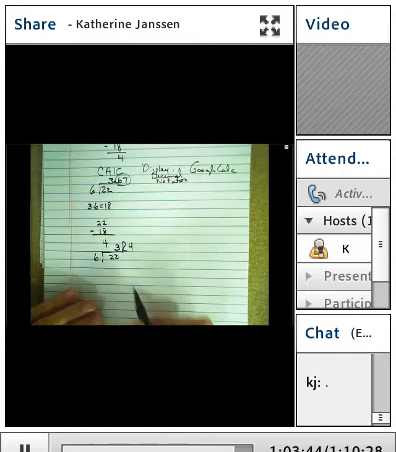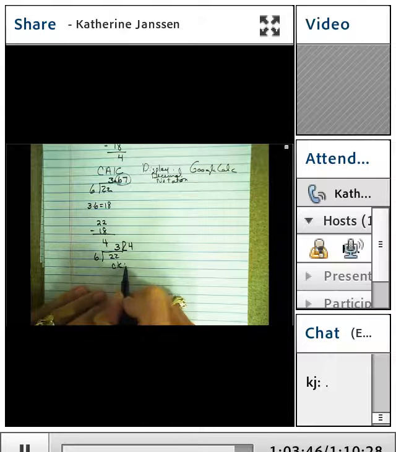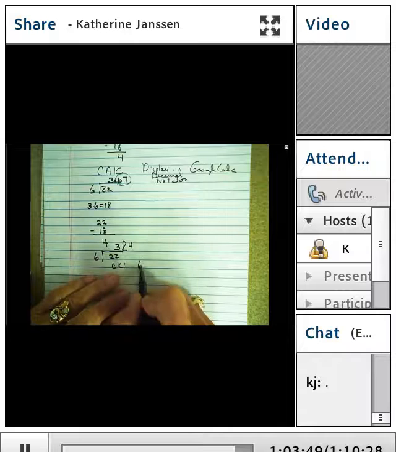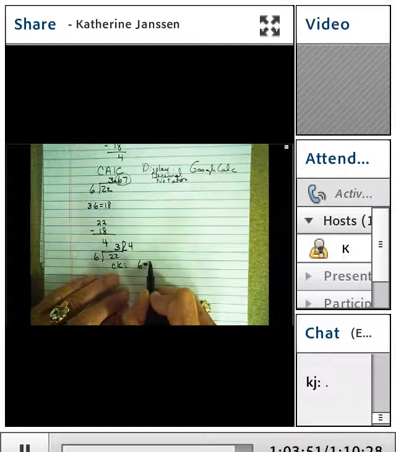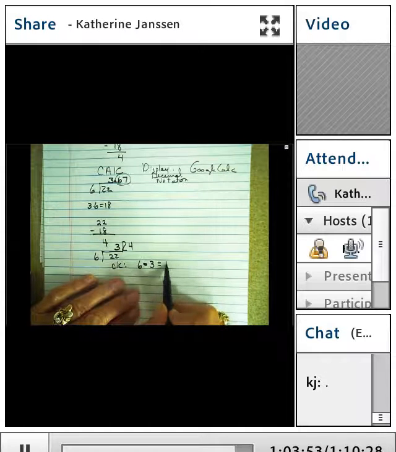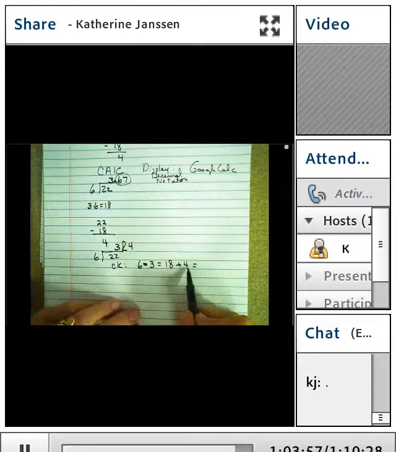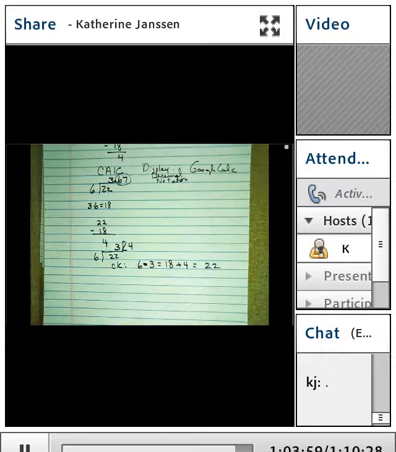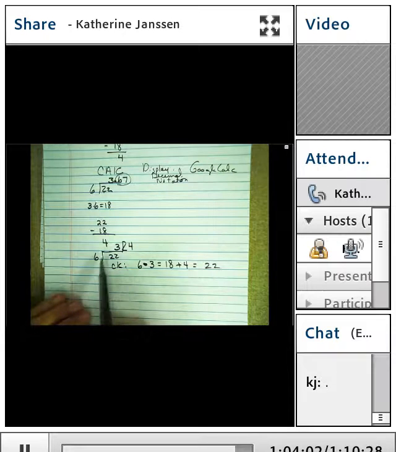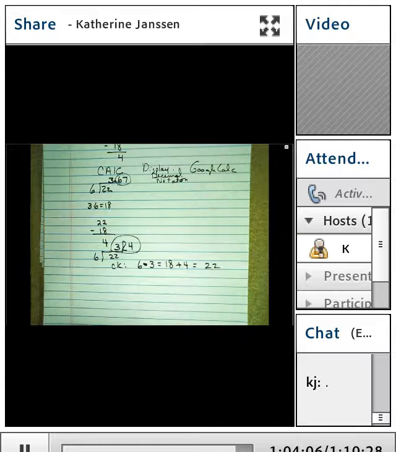Now how do I check? I have 3 times 6, which equals 18, plus that little bit of a remainder. And 18 plus 4 is 22. So 6 goes into 22 3 times plus a remainder of 4. That gets a little tricky, so we'll do another one.